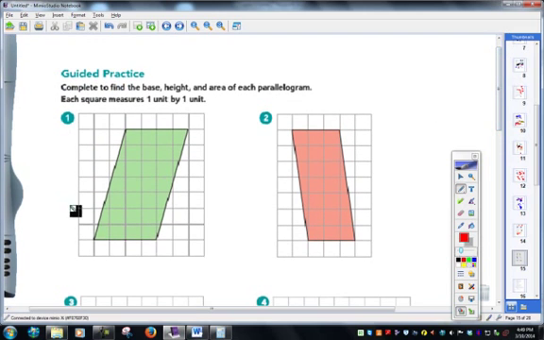Okay, here's my parallelogram. Let's find our base first of all. That's 1, 2, 3, 4 units long. Now, I have people trying to count slants. 1, 2, 3, 4, 5. No, you can't count slants. You've got to come straight down from the very top and slam right into that.